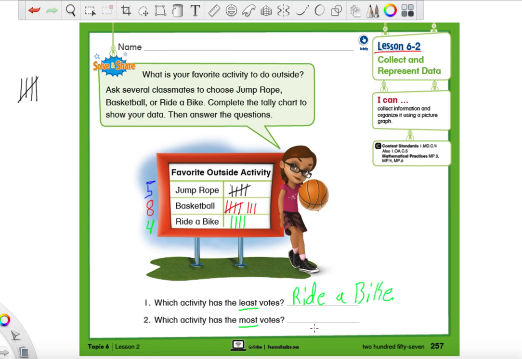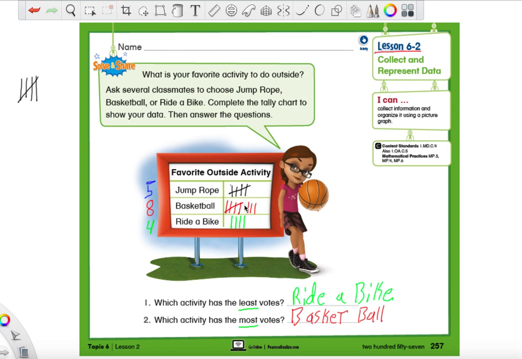All right, if you're still writing your answer, that's fine. Pause the video as always. But if you're done, let's see what you wrote. Which activity had the most number of votes here? Well, it was this sport with 8 votes, which is basketball. So right here, you should have written basketball. And we know it's the most because it's the largest number of votes.